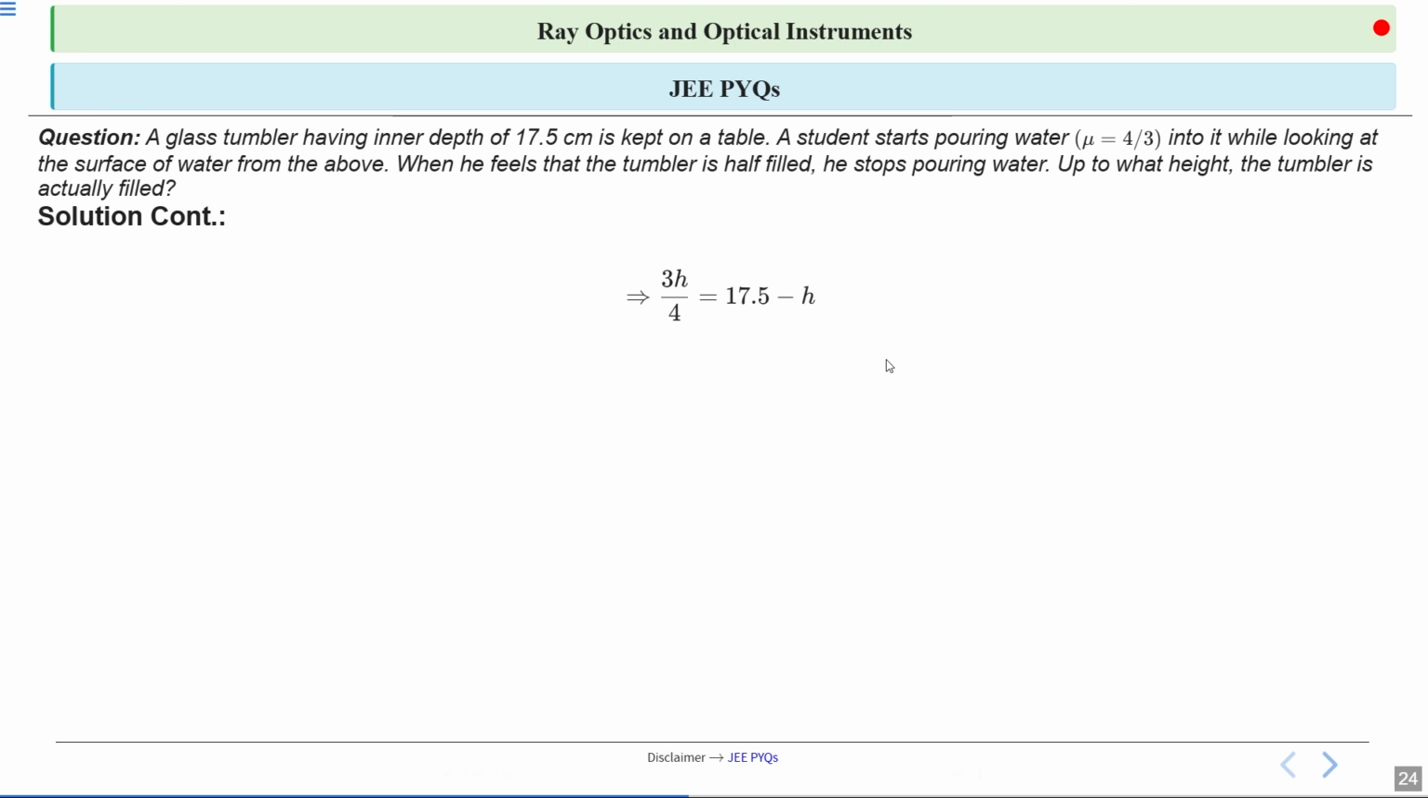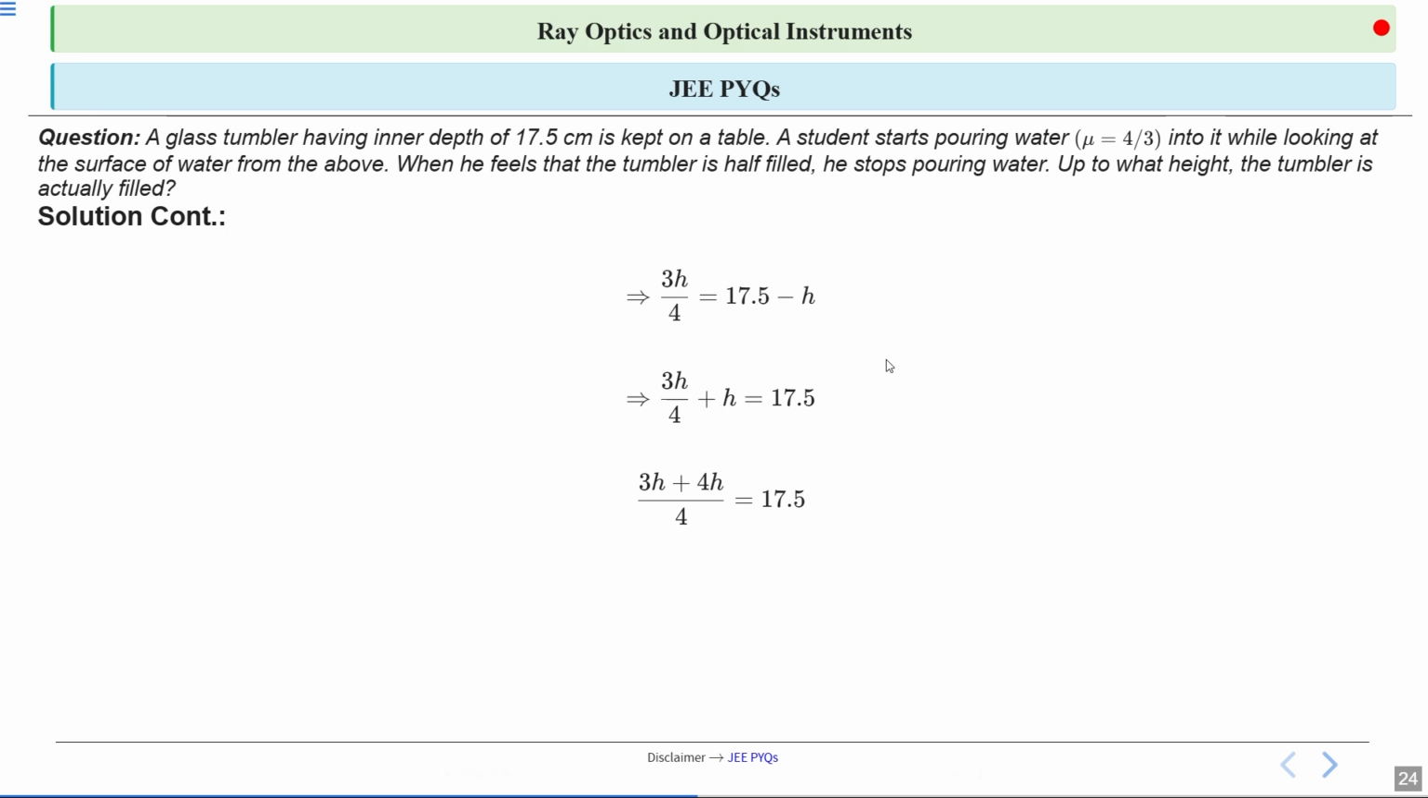So we set up this equation: 3h upon 4 equals 17.5 minus h. This equation represents the apparent depth due to the refraction. The term 3h upon 4 accounts for the refractive index effect, showing how the perceived depth differed from the actual depth. Now we rearrange the equation to combine terms. So 3h upon 4 plus h equals 17.5. This step helps us isolate the variable h, which represents the actual height of the water in the tumbler.